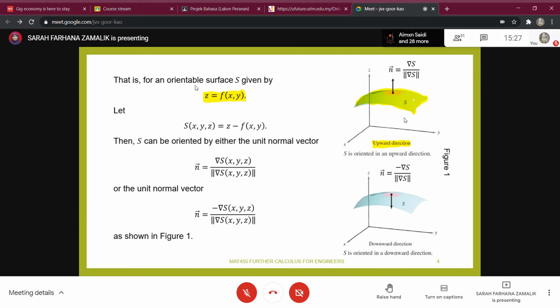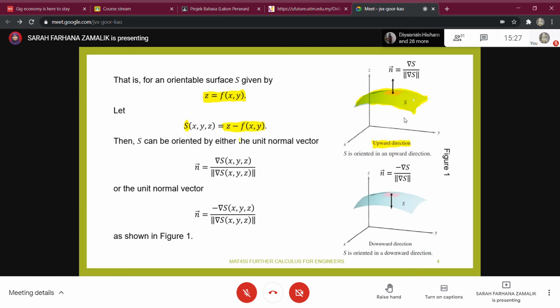So let S is the surface, okay. So sebab tu kita guna S kat sini. S which is in terms of X, Y, Z. Now you can let it as Z minus the function in terms of X, Y, okay. So apa-apa yang sebelah kanan ni awak bawa je pergi sebelah kiri so that you have Z minus F in terms of X, Y. So you must let S as this one. Okay, so that now your S is in terms of X, Y, Z. So X, Y, Z kita semua untuk surface S.